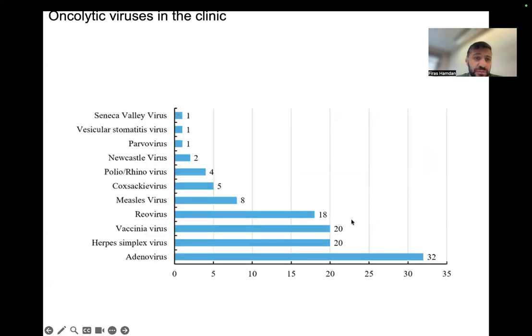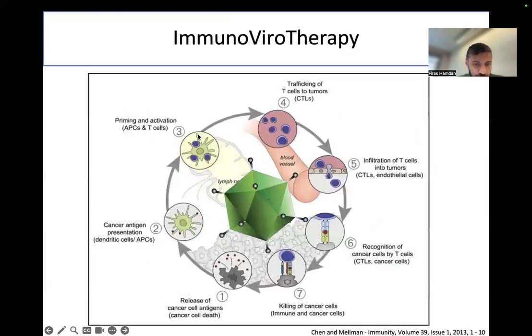There are a lot of different types of viruses, not just adenoviruses, but herpes viruses, reoviruses, measles, and whatnot. But one thing we started to see is that these oncolytic viruses work at every single level. Other than just killing the tumor cells, they can cause the dendritic cells to get activated. They can cause them to go to your lymph node, and they can bring T cells and traffic them much more into your tumor. So they work on every single aspect.